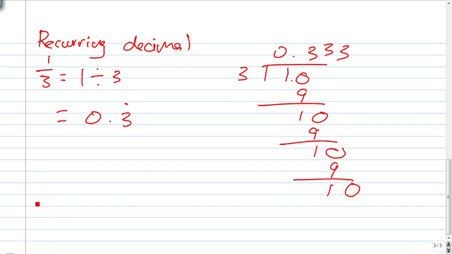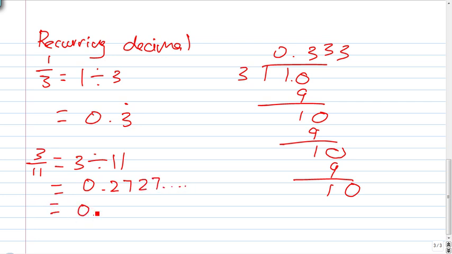Very quickly, if I take 3 divided by 11, I'll actually get 0.2727, and it goes on and on. So in this case, I put the dot above these two digits to show that these two digits keep repeating.